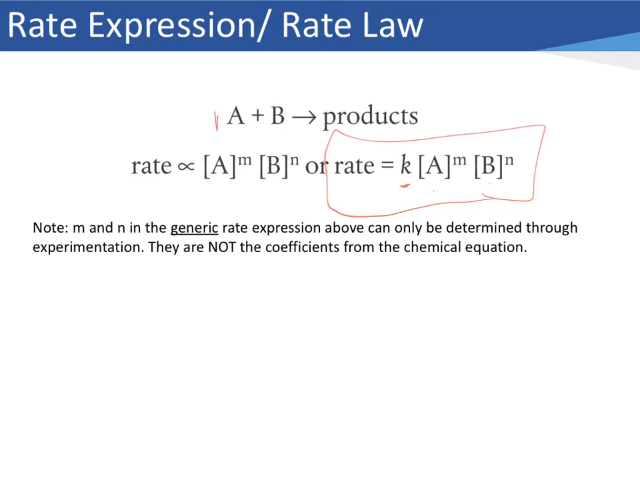So this is not going to be m and n. It might be, but not automatically. It is possible that they can be the coefficients, but they are not automatically the coefficients, and it is often the case that they are not the coefficients that are here. We will figure them out experimentally, and I will show you how we do that.